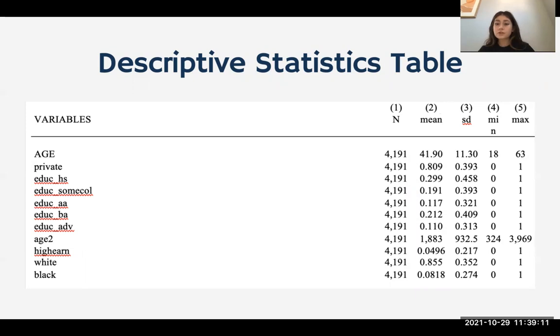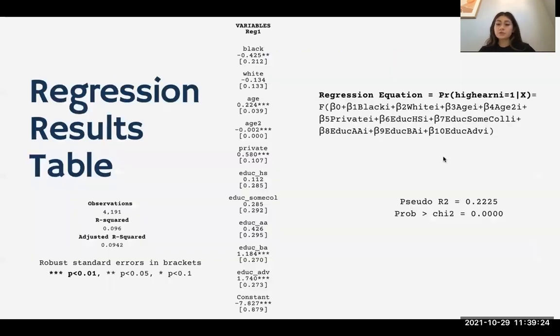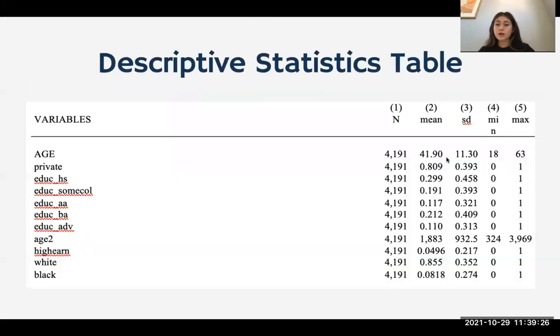of a set of values, and so a low standard deviation indicates that the values tend to be close to the mean, while a high standard deviation indicates that the values are spread over a wider range. You can see that the age variable has a high standard deviation of 11.30, which means that the values are spread out over a wide range. Moreover, the fourth and fifth columns show the minimum and maximum values for the listed variables.